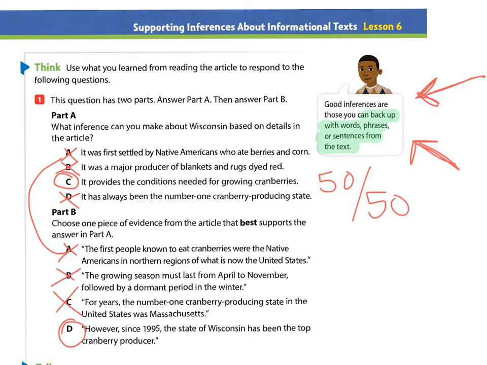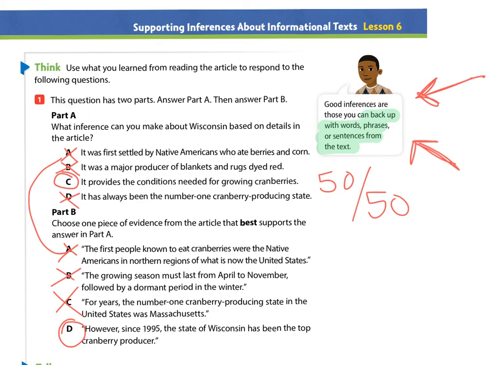Look at part B. Choose one piece of evidence from the article that best supports the answer in part A. Now I want you to notice I drew a line from A in part B to A in part A. A in part B says the first people known to eat cranberries were the Native Americans in northern regions of what is now the United States. Well, this backs up answer choice A in part A, so it is not the best answer. You can see that because I've crossed it out. B, the growing season must last from April to November, followed by a dormant period in the winter. Well, I don't think that supports anything in part A, so I crossed it out.